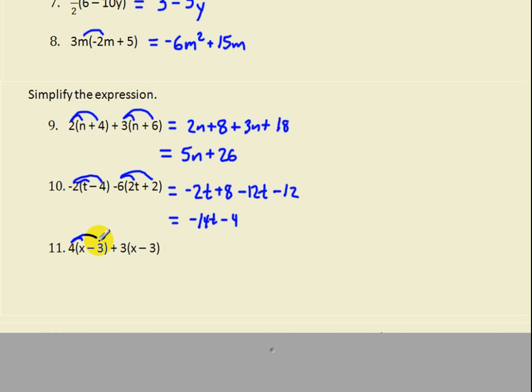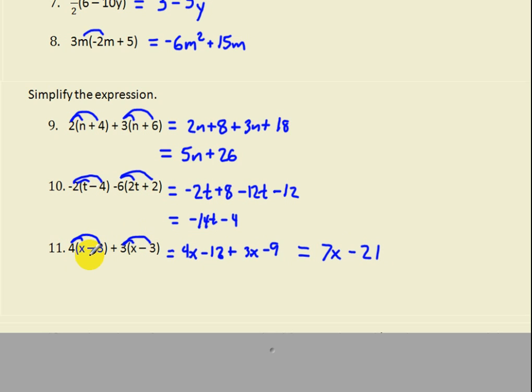Okay, 4 times x minus 3. Here we can take this and get 4x minus 12 plus 3x minus 9 and combine like terms. And that will give us 4x plus 3x is 7x. Negative 12 minus 9 is negative 21. So 7x minus 21.